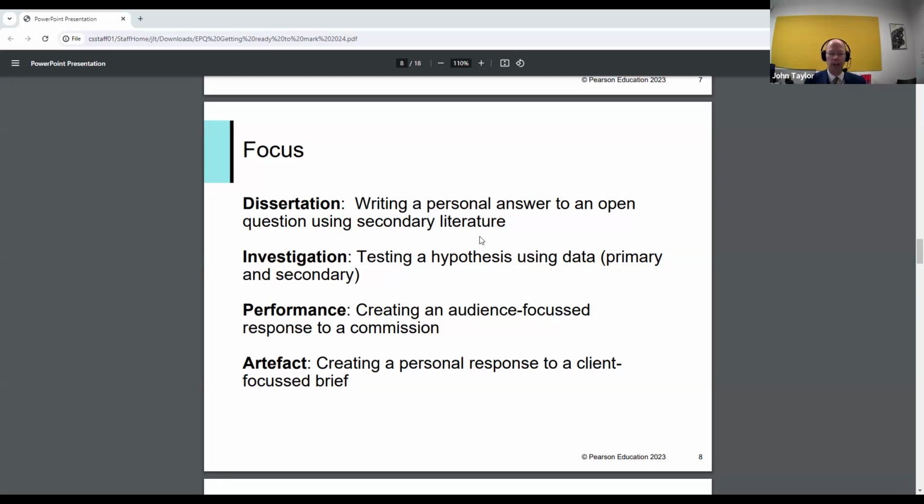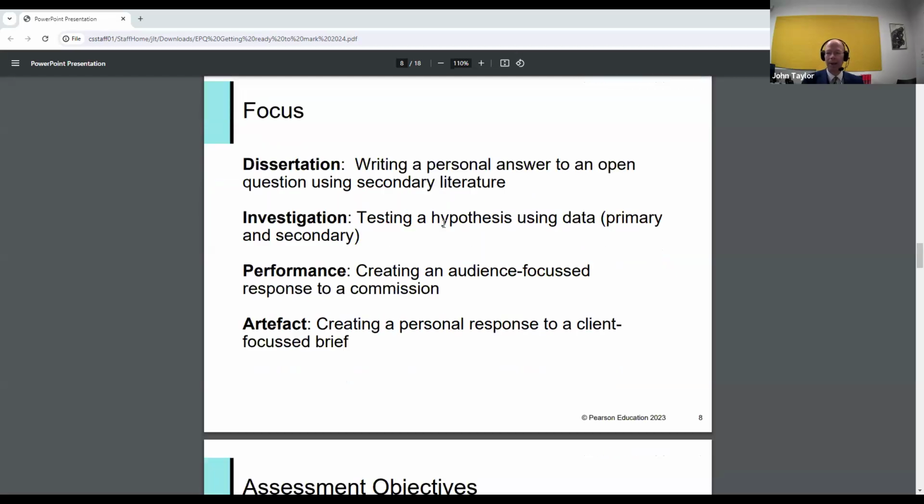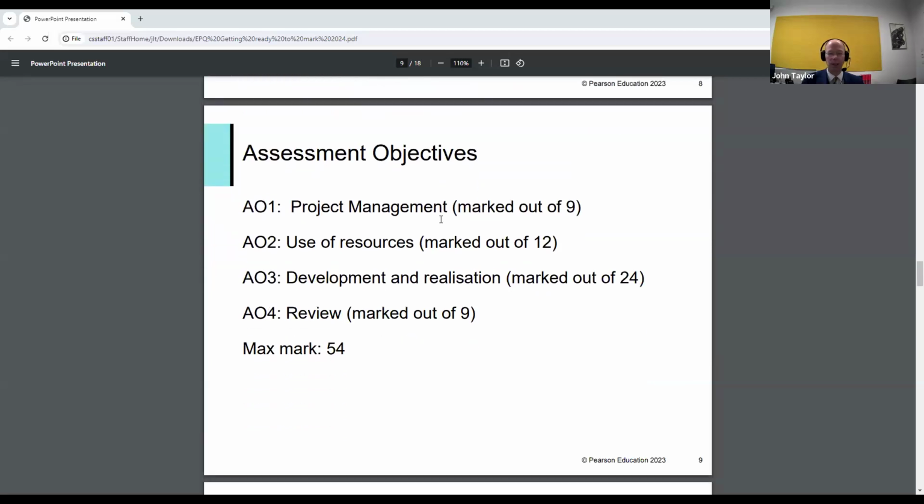And the project performance or the artifact then is in the form of their response to that particular practical challenge. So in the case of performance, the focus will be on meeting the expectations of an audience. There needs to be reference to the audience as part of the framing of the title. And in the case of artifacts, as I've said, it's a creative response to a real or hypothetical client-focused brief. Rachel will be able to explain that in more detail when we get to the assessment objectives in just a moment.